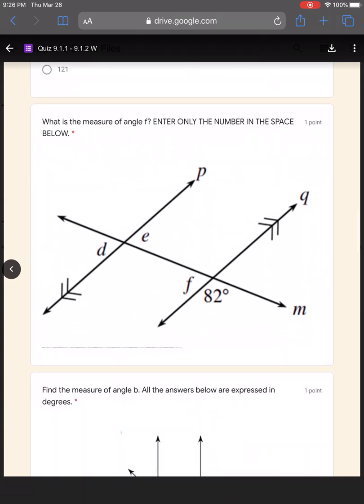All right, next question. What is the measure of angle F? Enter only the number in the space below. So you're not going to write out degrees or anything, you're just putting the number. Now think about what type of angle F and the one that is 82 degrees make, and how many degrees would that be?